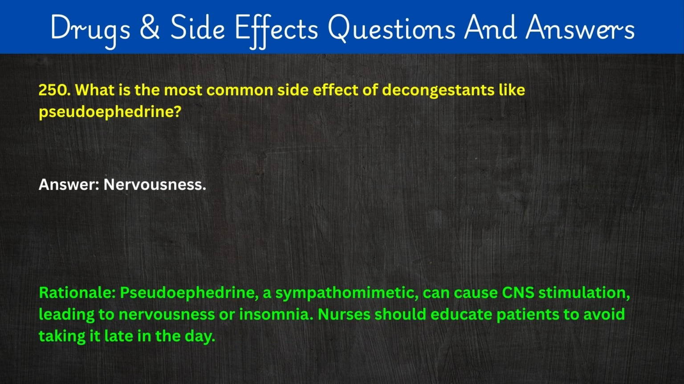250. What is the most common side effect of decongestants like pseudoephedrine? Answer: nervousness. Rationale: pseudoephedrine, a sympathomimetic, can cause CNS stimulation, leading to nervousness or insomnia. Nurses should educate patients to avoid taking it late in the day.